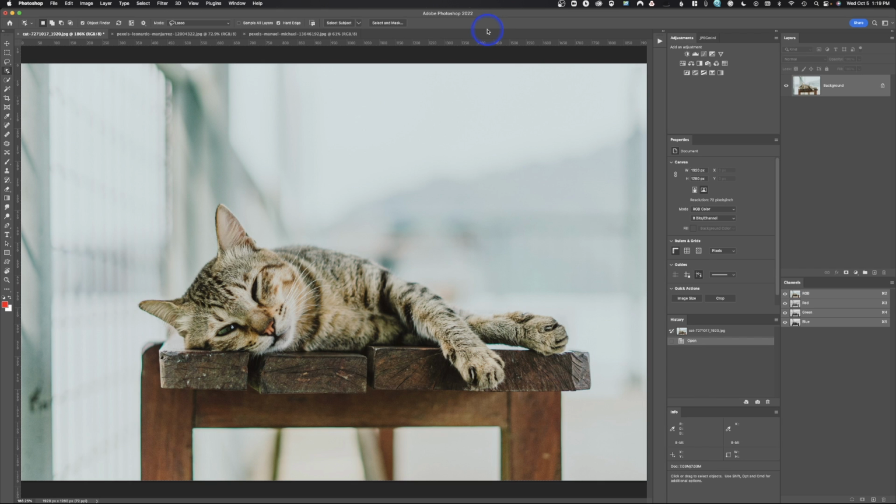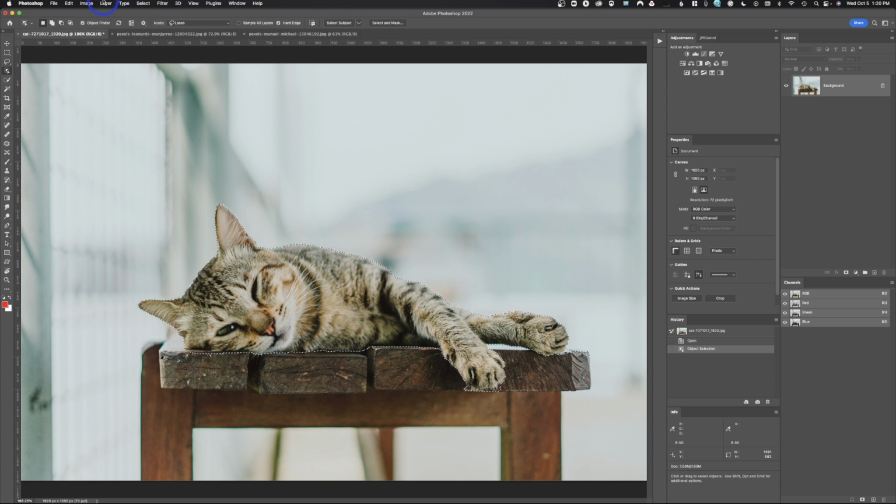In this next compositional element, we're going to take a look at positive space, negative space, and something that I call dead space, which is basically too much negative space. So if we hover over this cat, the computer is going to make a selection. The cat is our subject, and that is going to be our positive space.